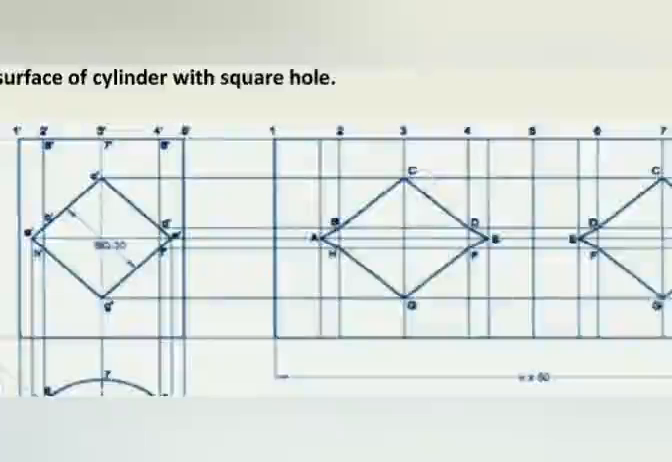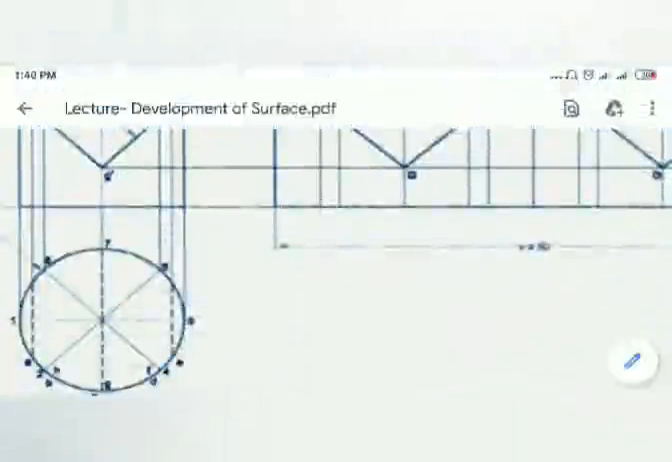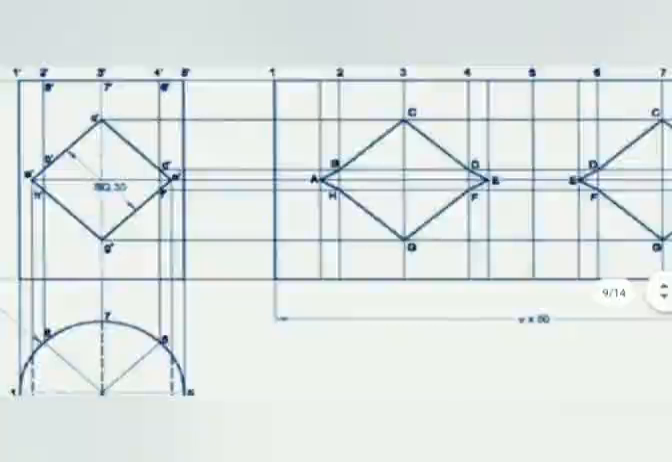Then in generator 2 and generator 4, these points are there, so we can shift in generator 2 and generator 4. Now the corner A is not on any generator, so we have to draw a special generator here, which will be shown in the top view, and this special, extra generator we have to draw on the development, where we can shift the point A by the parallel line method.